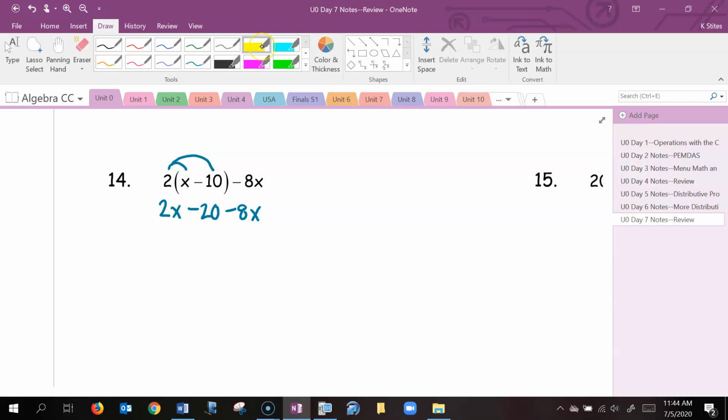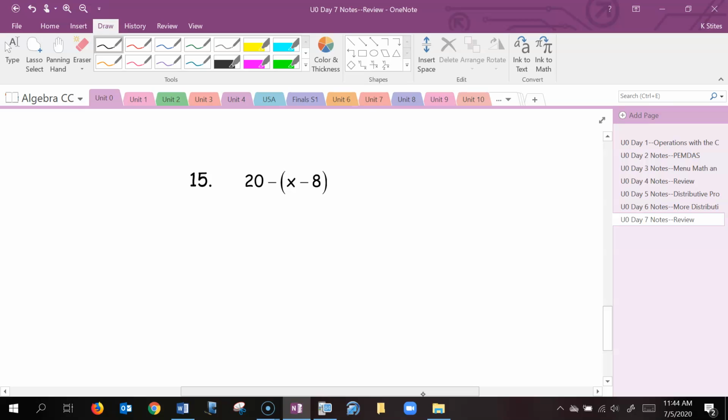Okay. X's come first. See if there are any like terms. There are. 2x minus 8x is negative 6x. There's nobody to go with the minus 20, so it just comes down. Okay.